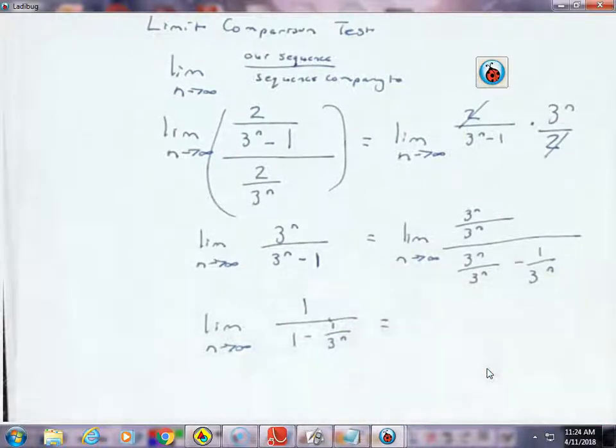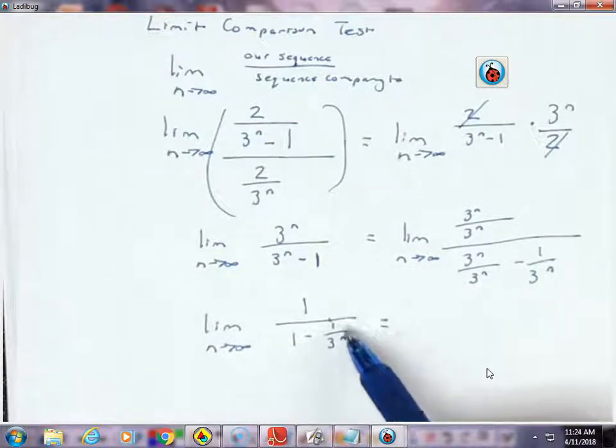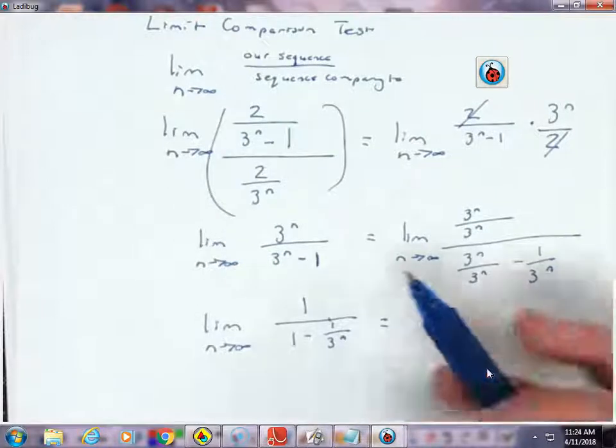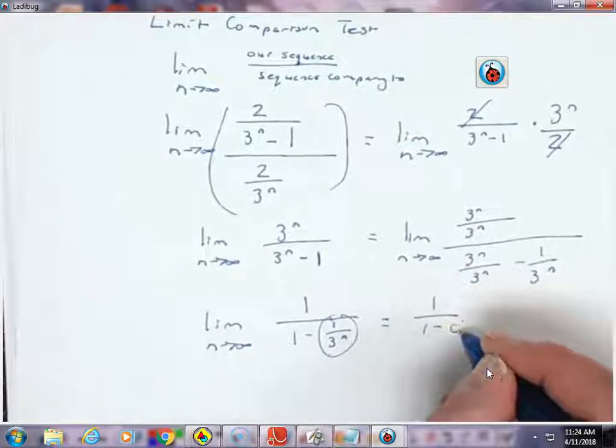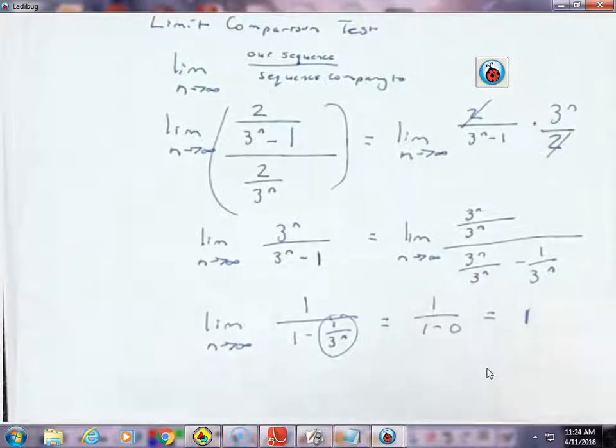Okay, and so this I can evaluate now. As n goes to infinity, this denominator goes to infinity. So overall, the fraction, the denominator is going to infinity. This number overall is going to 0. So it would have 1 over 1 minus 0, which is 1. Okay, so I figured it out.